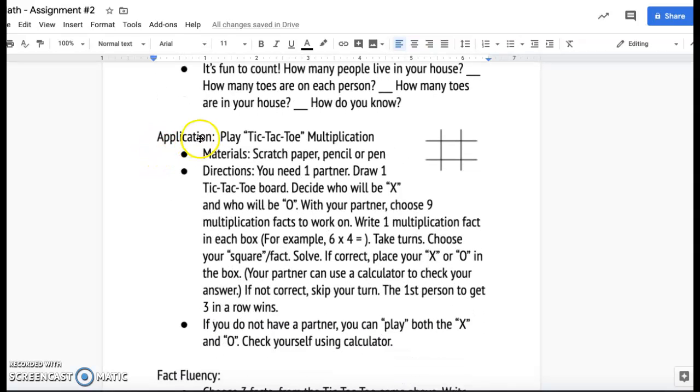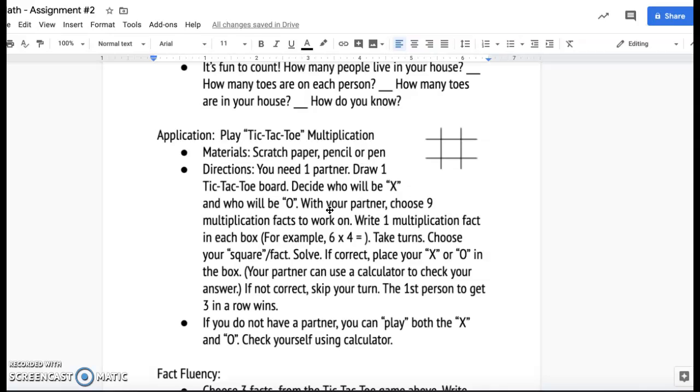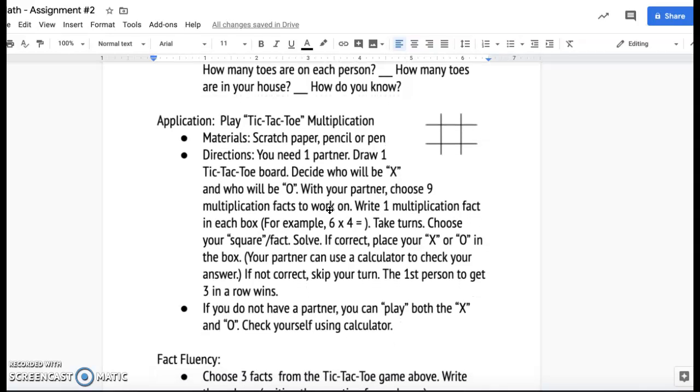This one says application. Play Tic Tac Toe multiplication. Materials: scratch paper, pencil, or pen. Directions: you need one partner. Draw one tic-tac-toe board. Decide who will be X and who will be O, I'm sorry. With your partner, choose 9 multiplication facts to work on. Write 1 multiplication fact in each box.